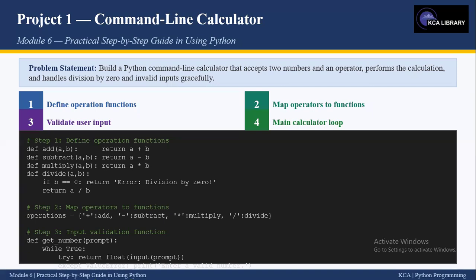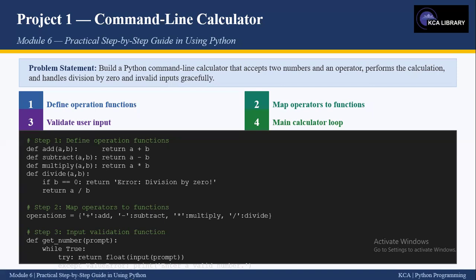Step 3, input validation. def get_number(prompt): while True: try: return float(input(prompt)) except ValueError: print('Enter a valid number.')